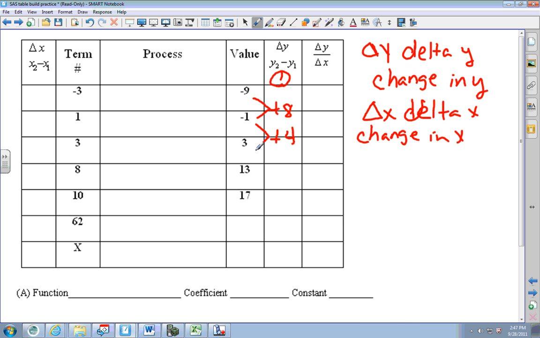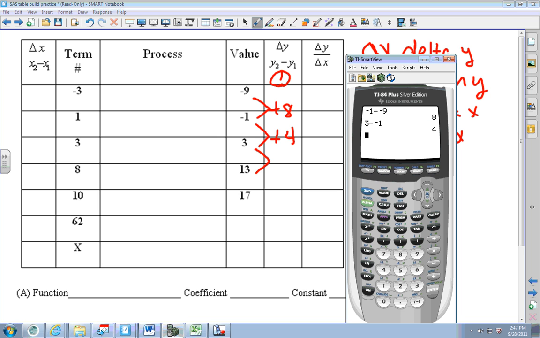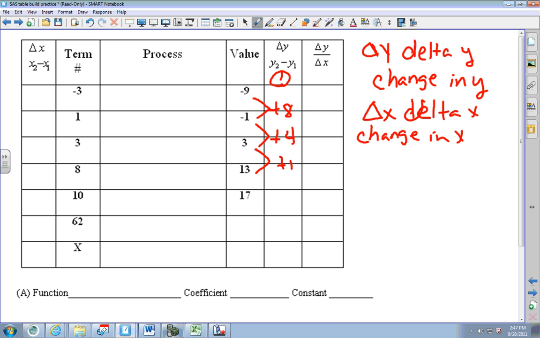Let's see the next one. You could do the same thing here. Take the bottom number, so I'll go 13, minus the number above it, which is 3, and press enter. 10, which I hope you can figure out. Right here, 13 to 17 is +4.